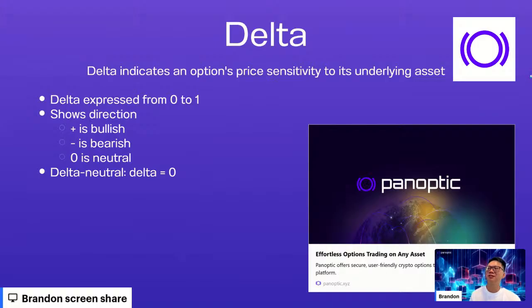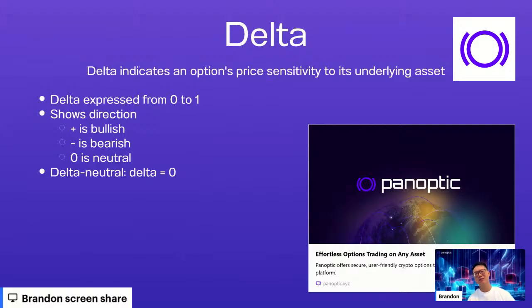Now, delta. Delta is a very important concept in options trading, and it basically indicates how sensitive the option's price is to the underlying asset, which means if the delta is 1, for example, and the price of ETH goes up $1, then you're going to make $1. But if the delta was 0.5 and the price of ETH went up $1, you're going to earn 50 cents. So the delta is how exposed you are to the asset. If you short a perp on 5x leverage and the price of ETH goes up $1, you're going to lose $5. Your delta there is essentially -5.